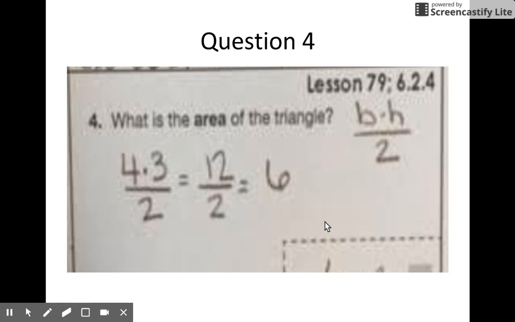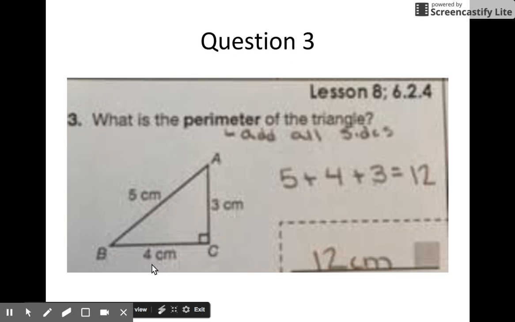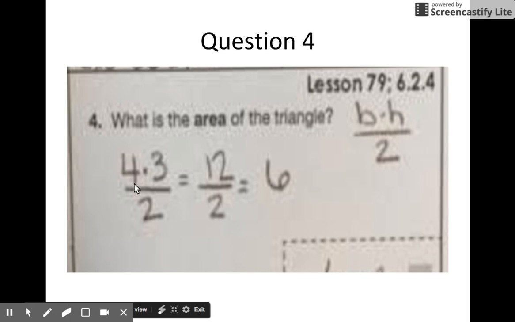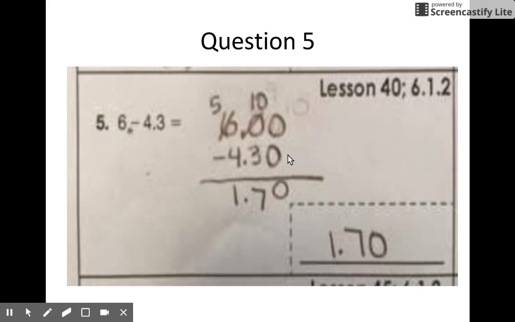Question 4. What is the area of the triangle? Remember, the formula for area of triangle is base times height divided by 2. So we're going to plug in our numbers from question 3. 4 is our base and 3 is our height. So we come back over and plug 4 times 3 into our formula divided by 2. 4 times 3 is 12, and then we divide that by 2. 12 divided by 2 is 6. Therefore, our answer is 6 centimeters cubed.